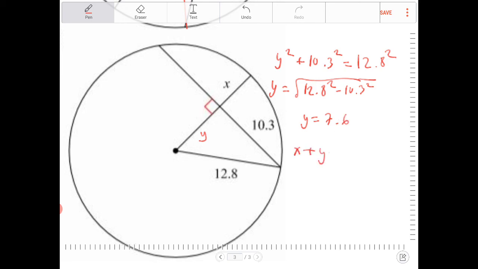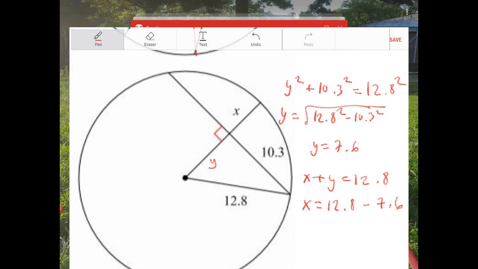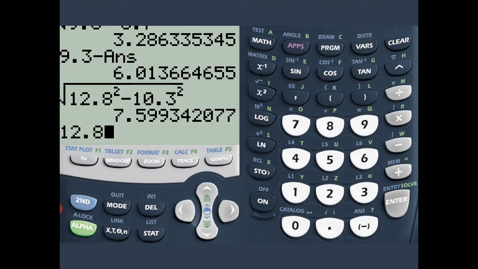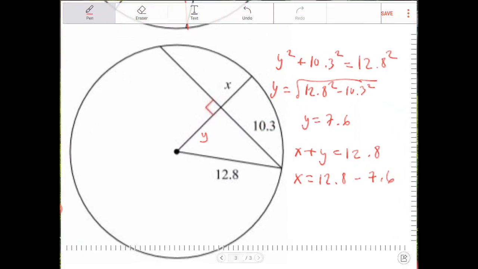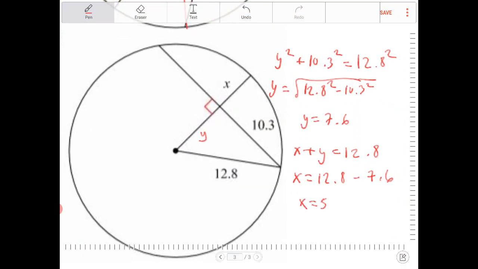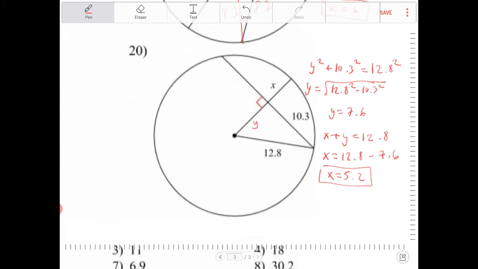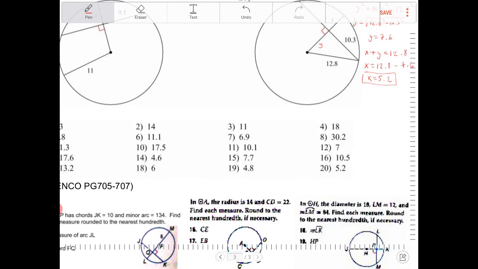And x plus y is equal to 12.8. So x is equal to 12.8 minus 7.6. 12.8 minus 7.6 is 5.2. Okay.